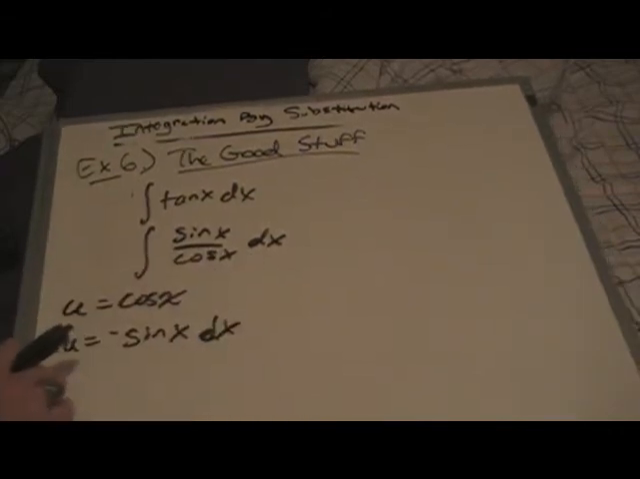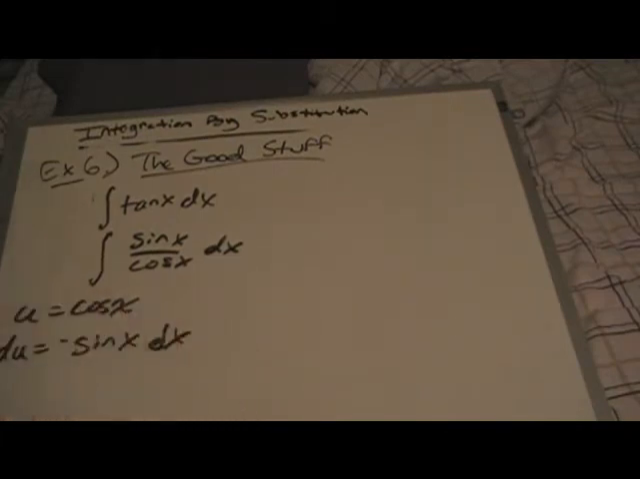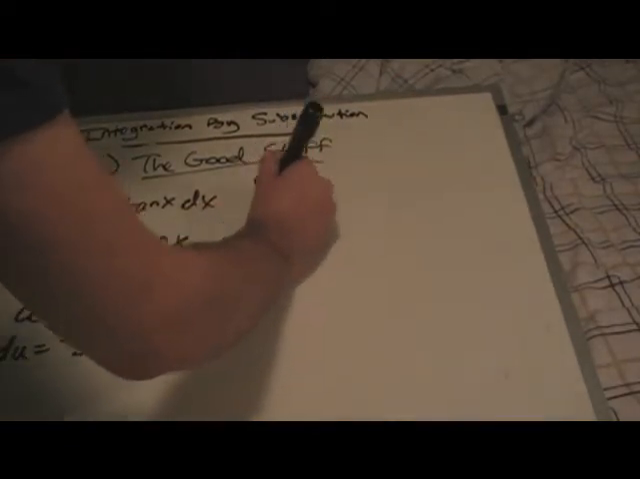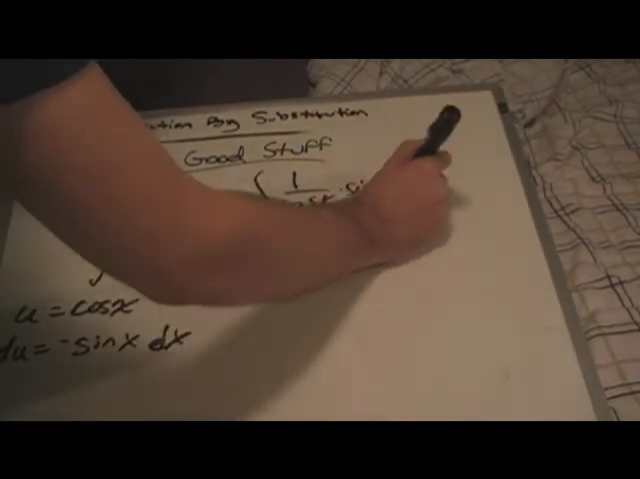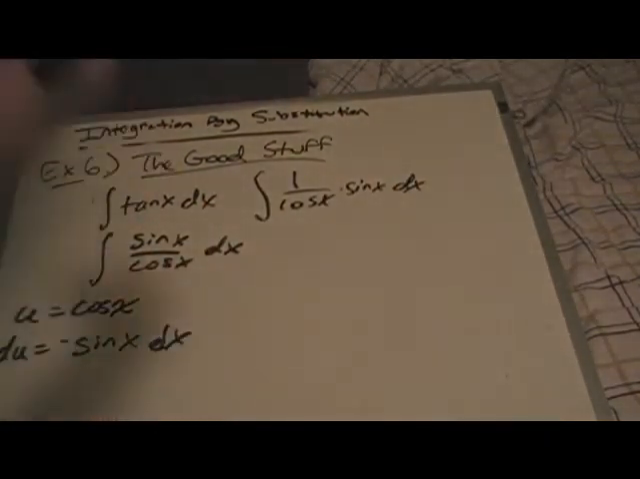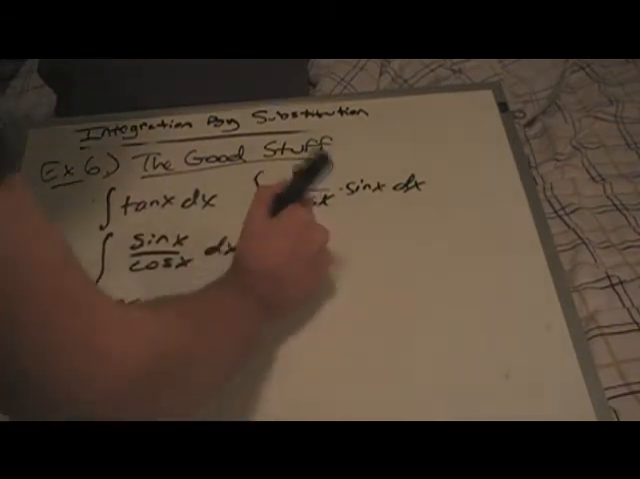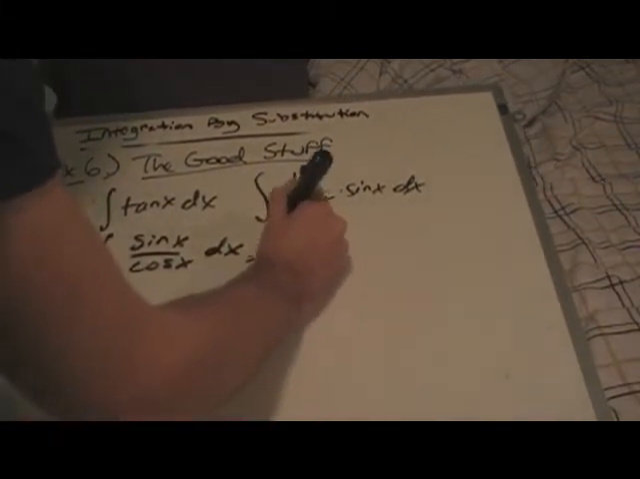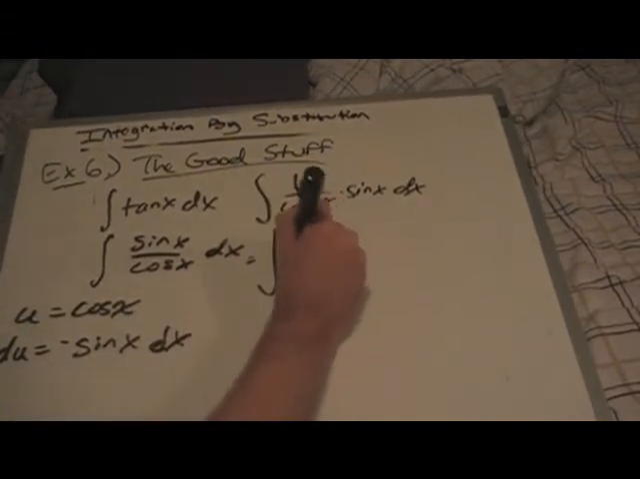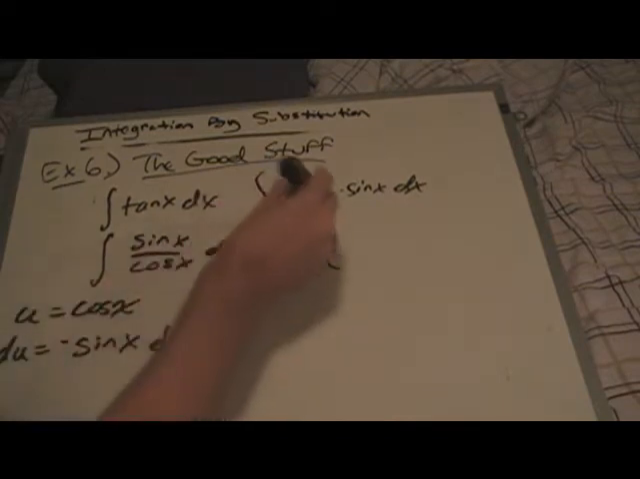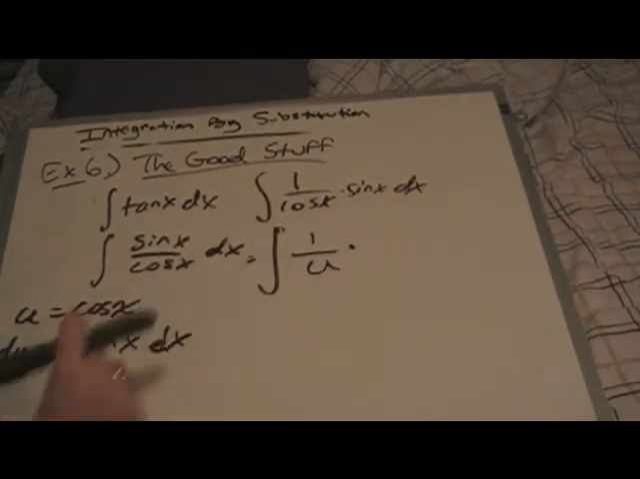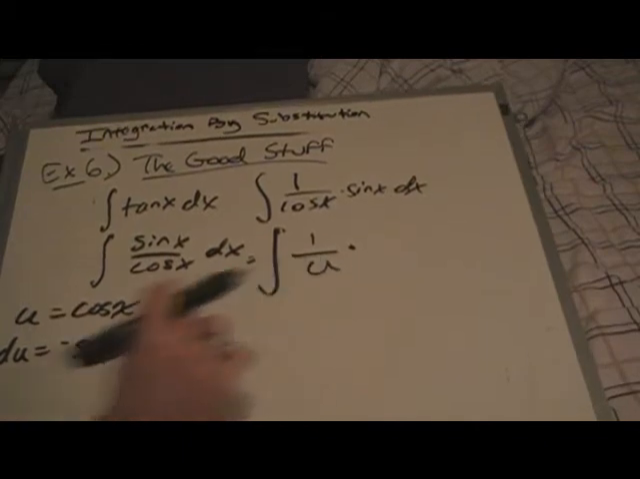And now let's just plug in. I like to change this to 1 over cosine times sine. You can do that in your head, or I guess I'll write it out real fast. 1 over cosine x times sine x dx. This just helps me see this for when I plug in my u. So we'll say that this is equal to 1 over u. Again, let's just plug in our cosine of x equals u. Multiply sine x dx.